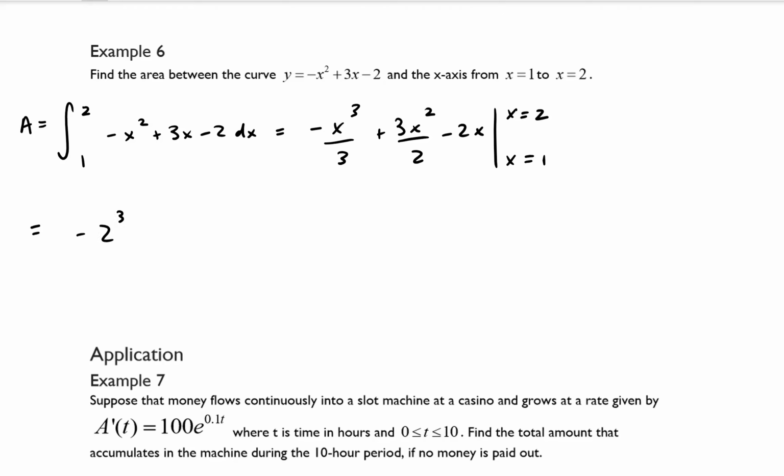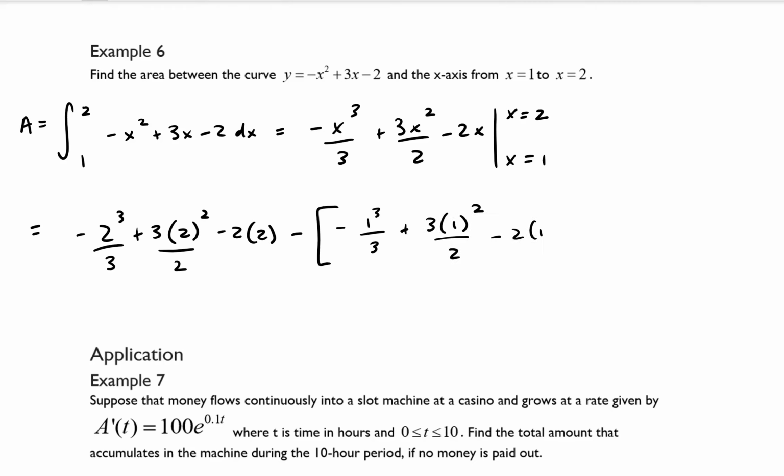So that's going to be negative 2 cubed over 3 plus 3 times 2 squared over 2 minus 2 times 2. Can't forget these denominators, and then minus, and it's important, you always want to put brackets because students will often forget to distribute that negative sign. Okay, so let's go ahead and simplify that.